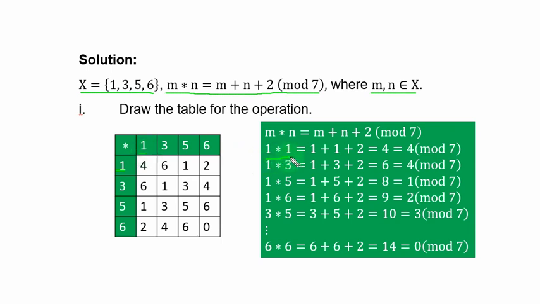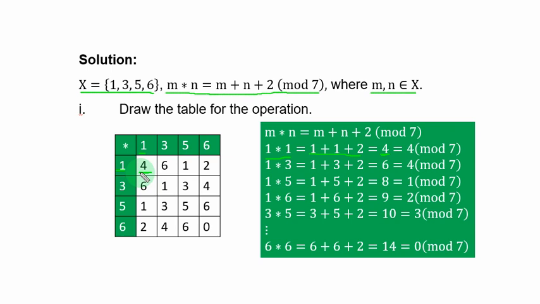So 1 asterisk 1 means M is equal to 1 and N is equal to 1 also. So in the operation, you have 1 plus 1 plus 2, that is equal to 4. 4 is an element in modulus 7, so you have 4 modulo 7. That is the 4 that you have here.